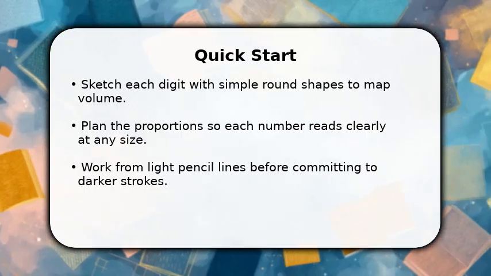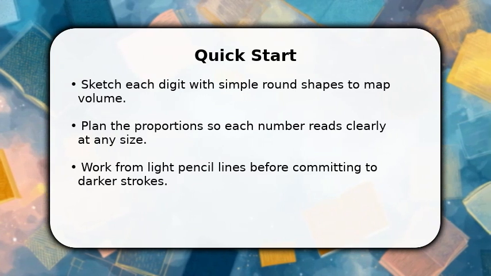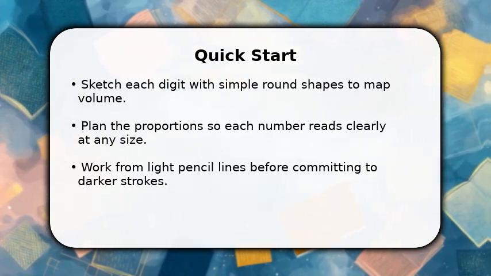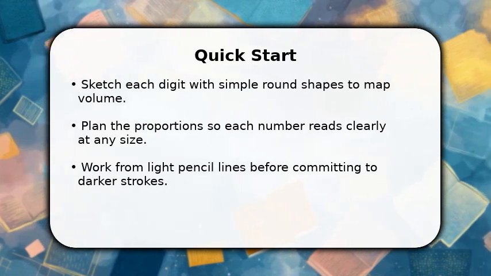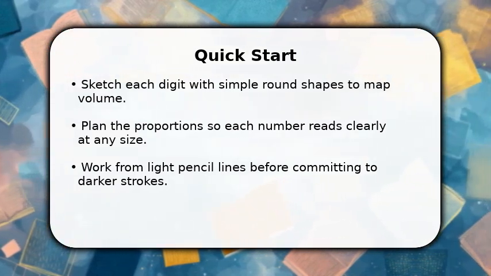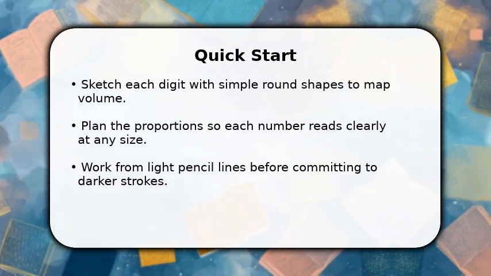In this video, I will show how to make bubble numbers, step by step. Start by blocking out the basic round forms for each digit to establish size and spacing. Focus on consistent curve rhythm and balanced negative space between strokes to keep digits readable.